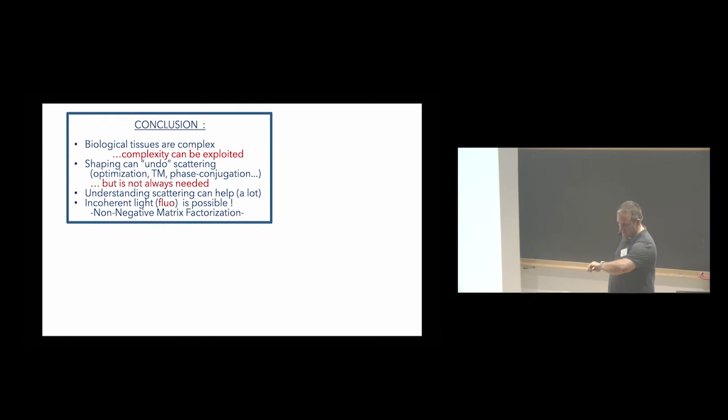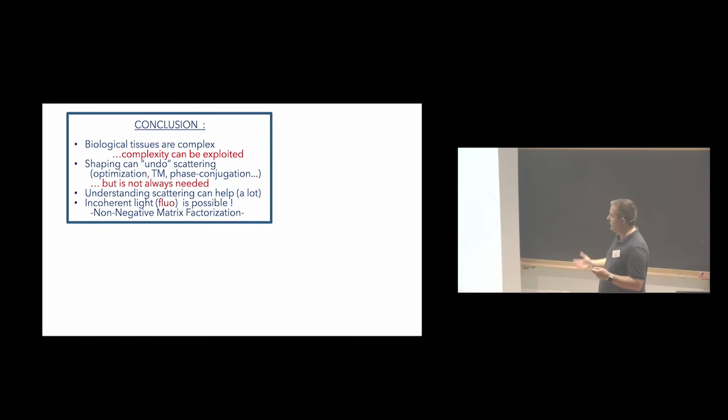Okay, so conclusion so far. I will still take 10 minutes after to speak a little bit about computing. I tried to convince you that issues are complex, but this complexity can be exploited. And shaping can undo scattering. So I was trying to walk you through the different techniques that are used, from optimization, phase conjugation, transmission matrix. Not always needed. So for instance, this autocorrelation, this phase retrieval, or this non-negative matrix factorization can help.